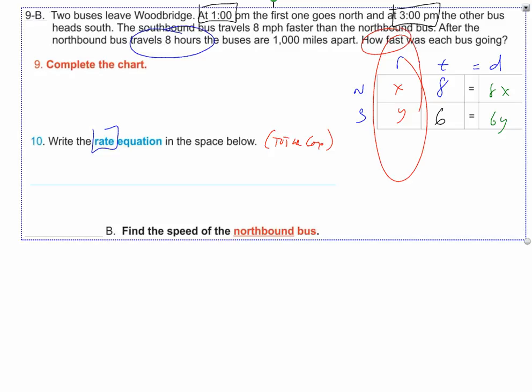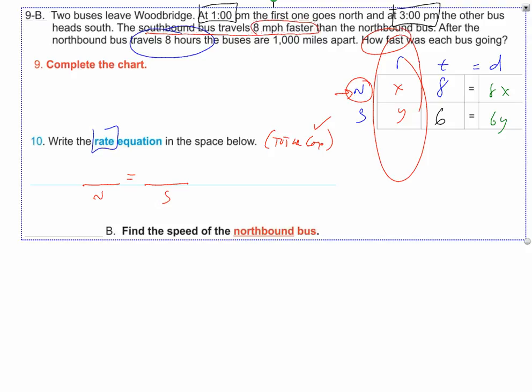Is it a total or a comparison? I've got to look at the problem. Southbound bus travels 8 miles per hour faster. Faster is a comparison. First equals the second. What is the first? Labeling my chart tells me the first is the north bus. The second is the south bus. I know that because I labeled my chart.